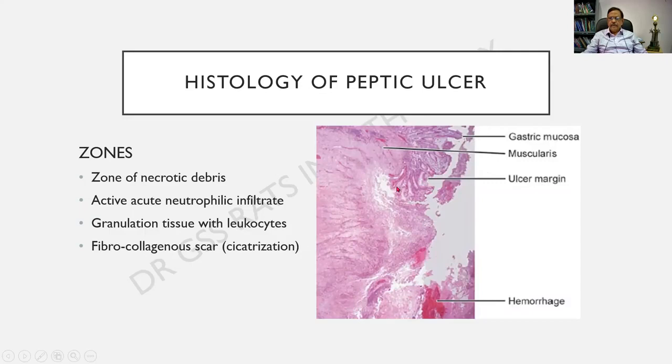A proper histological photomicrograph, and this is the surface over here. I think you can identify the mucosa which is absent. This is the region of the ulcer. So there is a gastric mucosa which is ulcerated, and these zones again I am repeating because this is all mandatory and you will have to explain it with a neat diagram shown earlier: necrotic debris, neutrophilic infiltrate, granulation tissue, fibrocollagenous scarring.